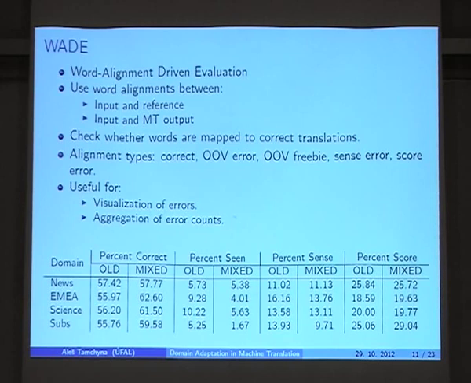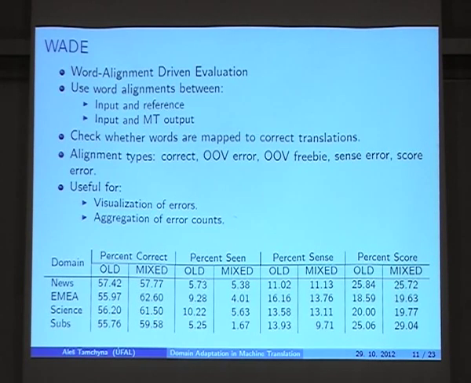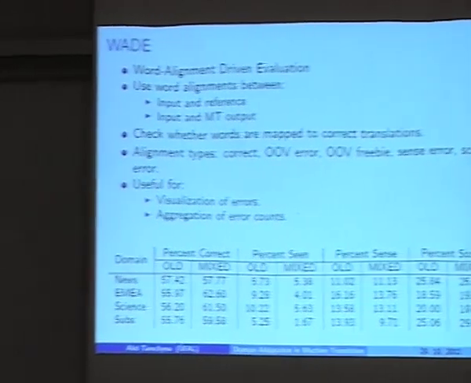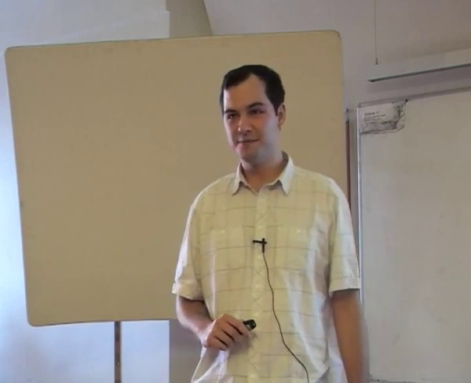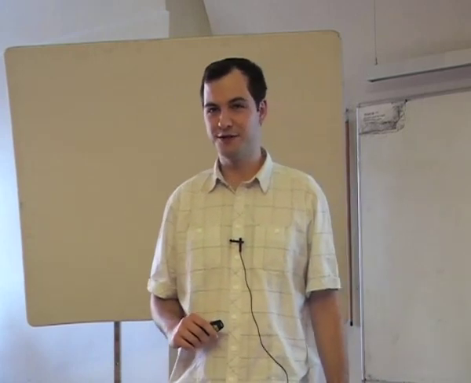So in the old domain, you have 10% of scene errors on science, and you have only 5% of scene errors in the mixed table, suggesting that if you add the translations from the new domain, you reduce the out-of-vocabulary rate to half. We also have developed a tool that allows you to look at individual translations and visualize the errors made by the system. Okay, so this concludes the analysis part, and now phrase sense disambiguation.